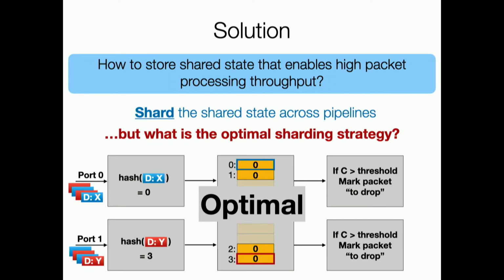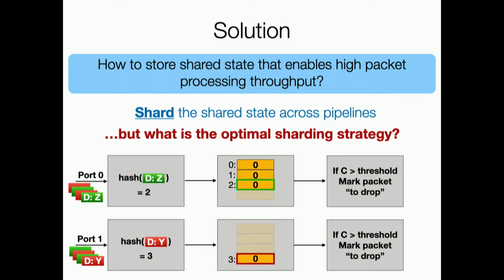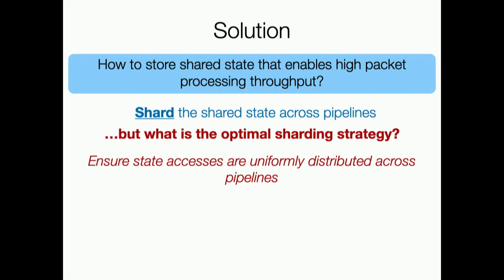But if you change the traffic pattern to something like this, where green packets are accessing index 2 and red packets are accessing index 3, and you run it as it is, this is not optimal. This is going to give you half the throughput. However, if you somehow rearranged it like this, then again, it becomes optimal. So the point I'm trying to make is that what you really want is to ensure that the state accesses are uniformly distributed across pipelines. That's really the goal here, so that one particular pipeline doesn't become a bottleneck.